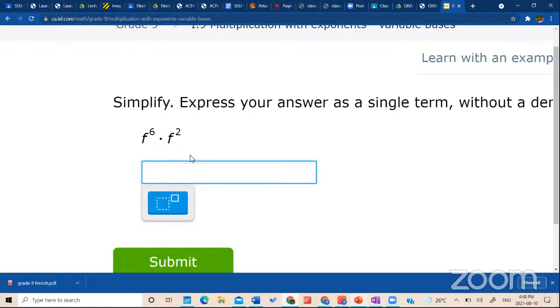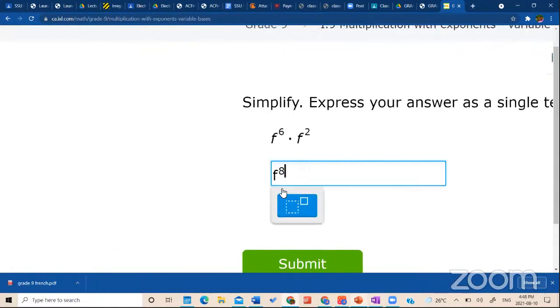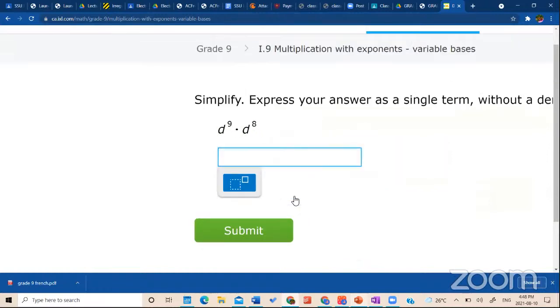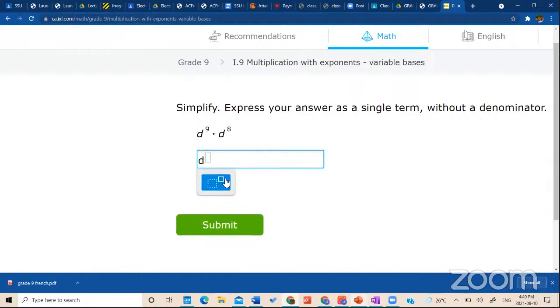Over here, what would the base be? 8? Okay, that's the exponent. What would the base be? F. F, very good. And the exponent is 8. How about here, the base? D. D, and the exponent? 17. Yes, 9 plus 8, yeah, 17. Excellent.